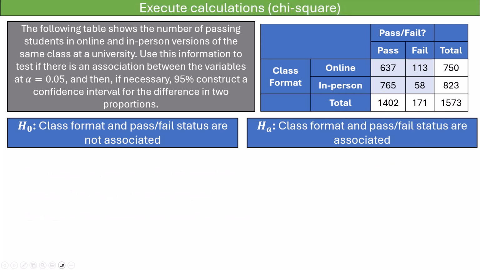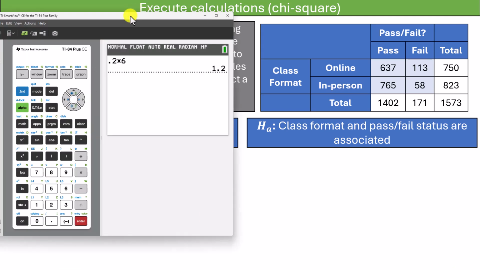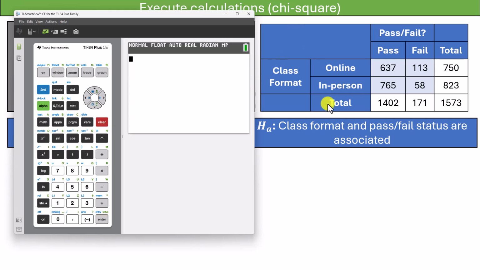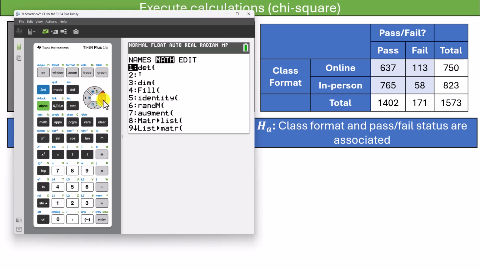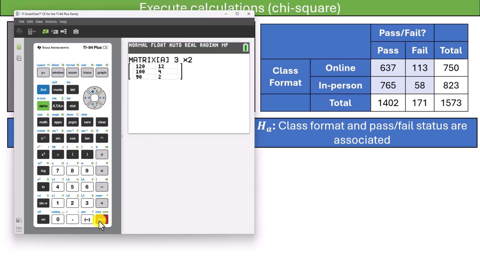Next, we can go ahead and we can execute the calculations. So if we grabbed our TI-84 calculator, you may remember that we can put these numbers into the matrix. So we can go to second matrix, and then we can go ahead and we can go to edit. And then I'm going to go ahead and make this a 2x2. And I'm going to put in all the numbers in the inside of the table.